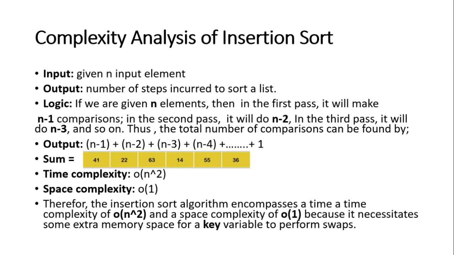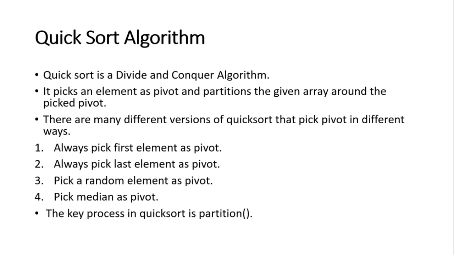Now we will go for quick sort. What is quick sort? Quick sort is a divide and conquer algorithm. It picks an element as pivot and partitions the given array around the picked pivot.